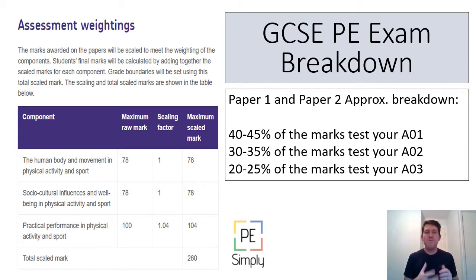Okay. And then finally, for that 20 to 25% of the marks, we're looking at the AO3, the evaluation, and that's the 9-mark question. That's the 6-mark question, that extended questioning and answering that you will be finding at the end of each of your examination papers.